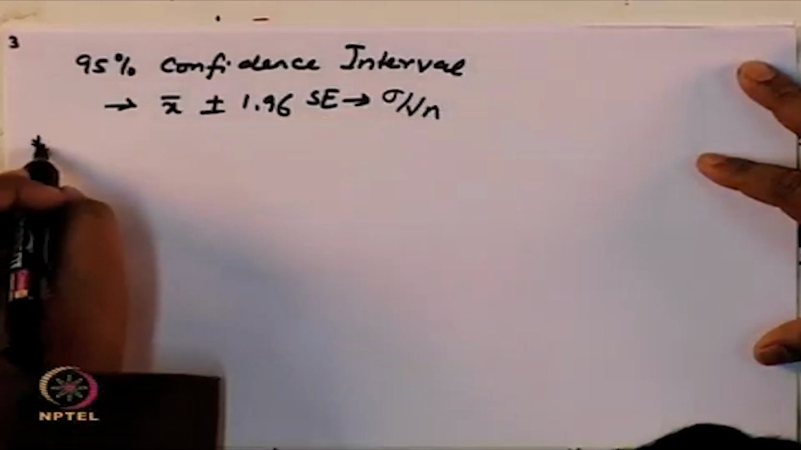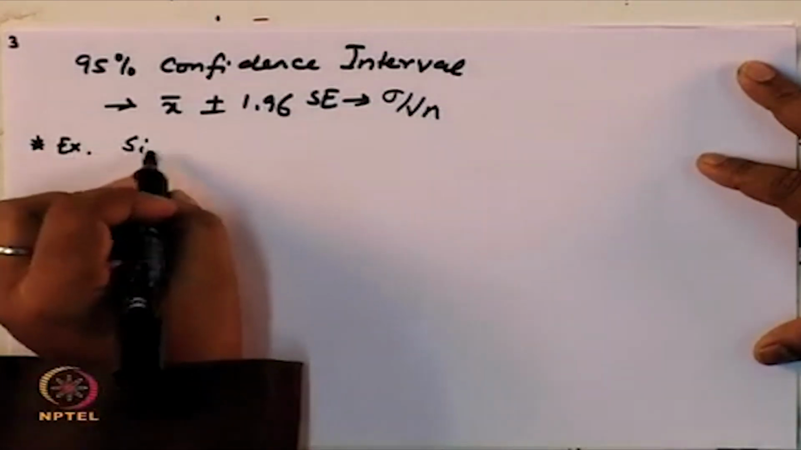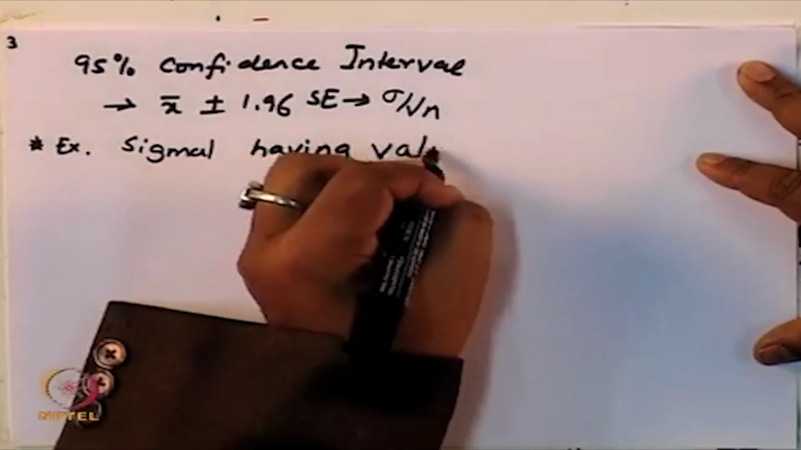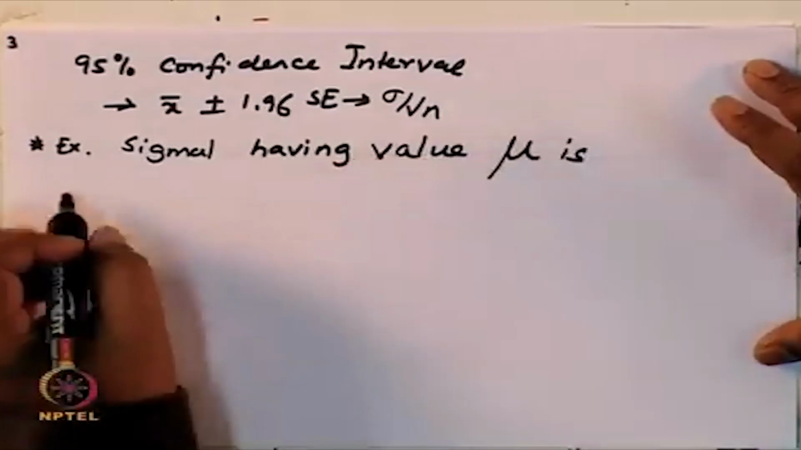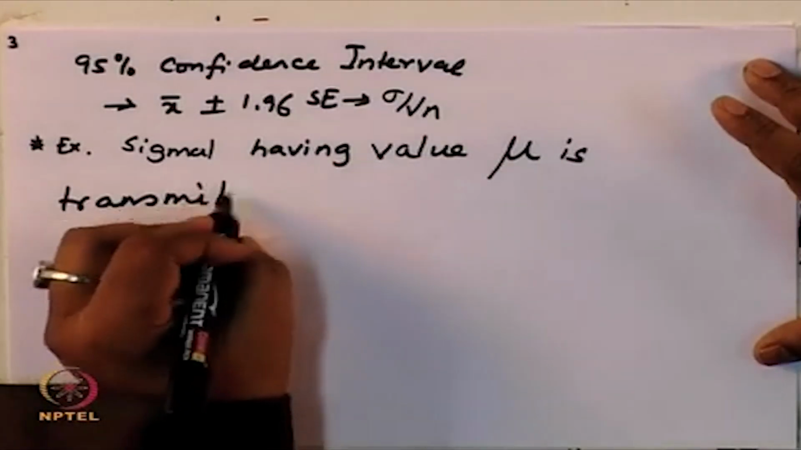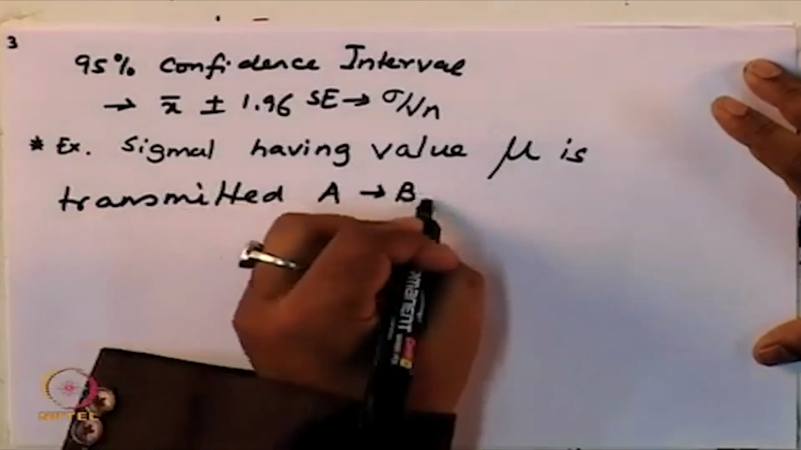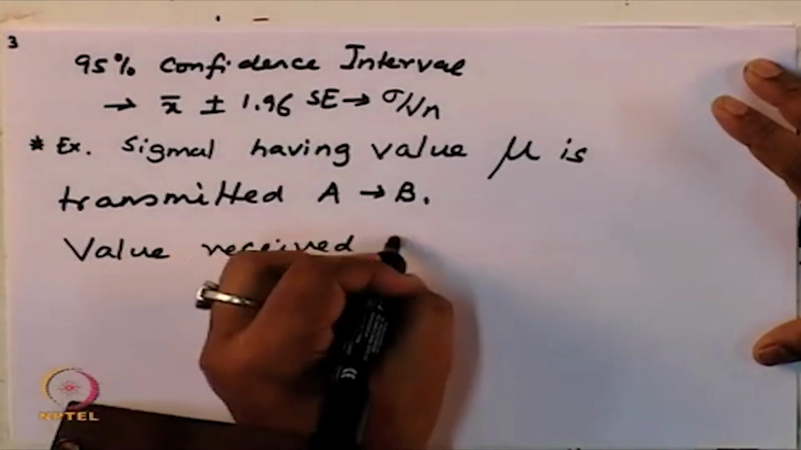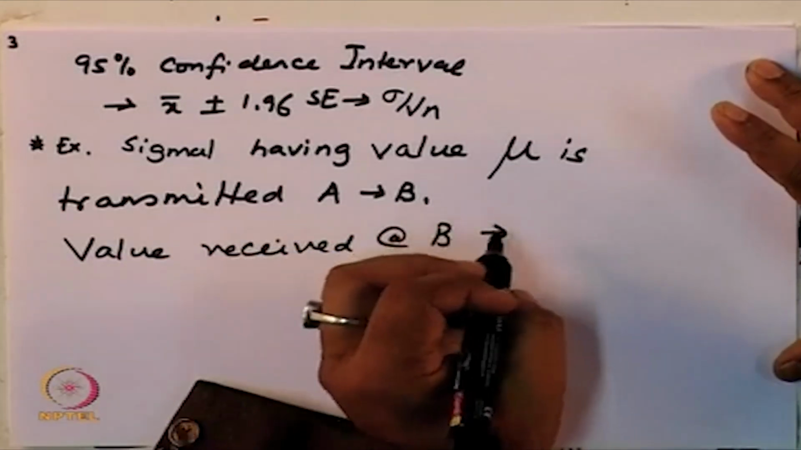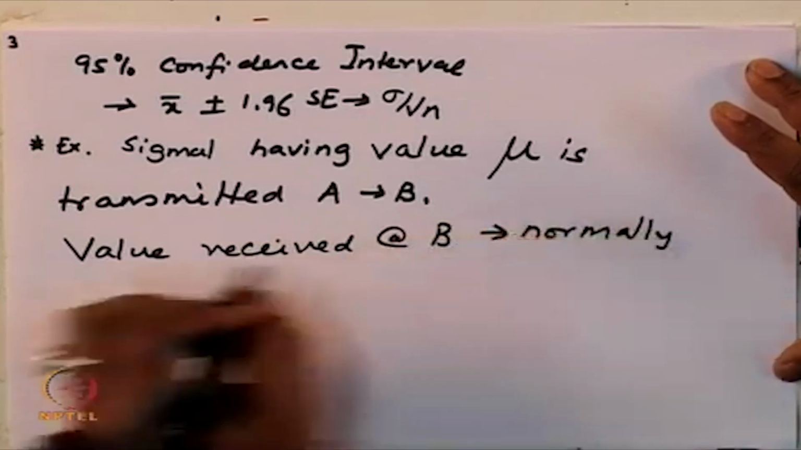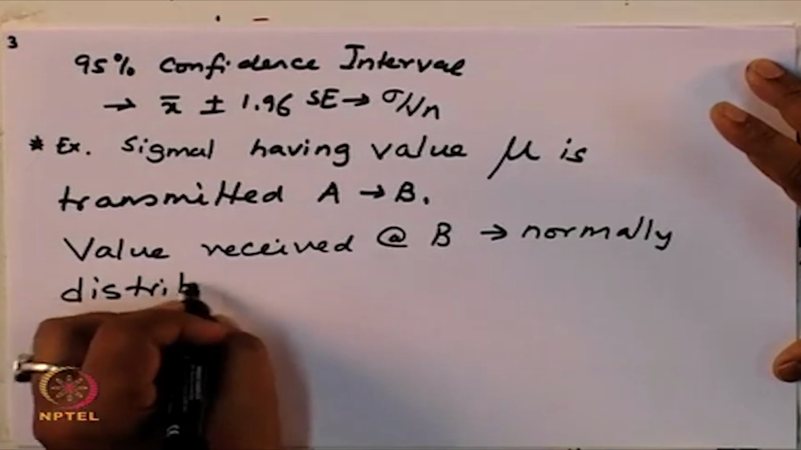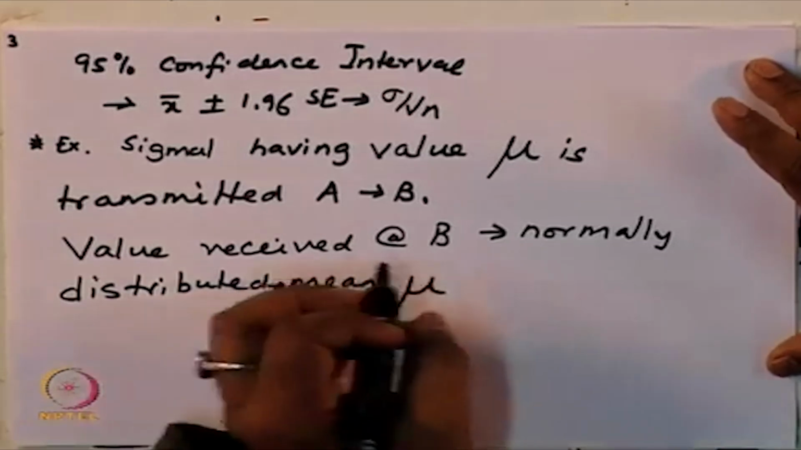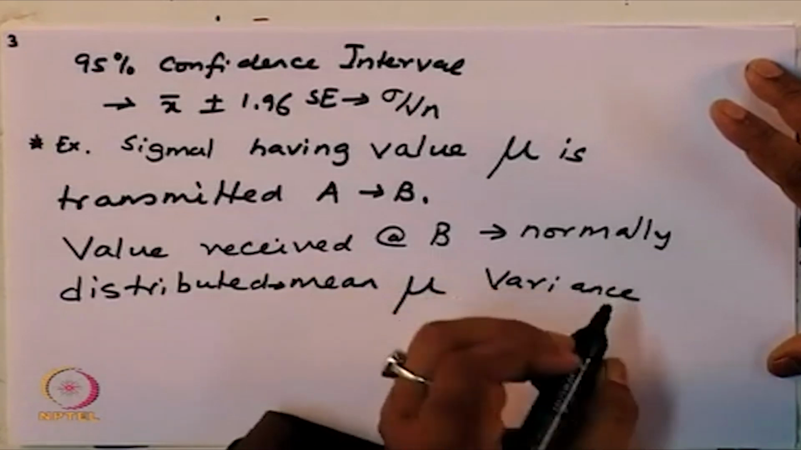Let us take an example. Imagine a signal having value mu is transmitted from A to B, and the value received at B is normally distributed with mean mu and variance 4.